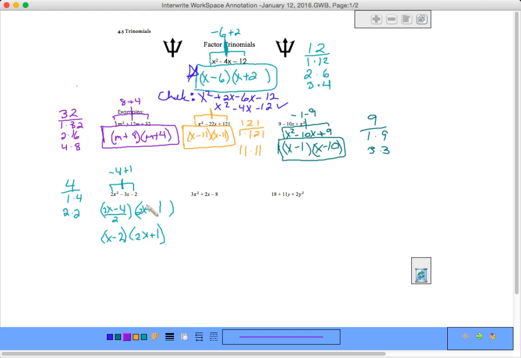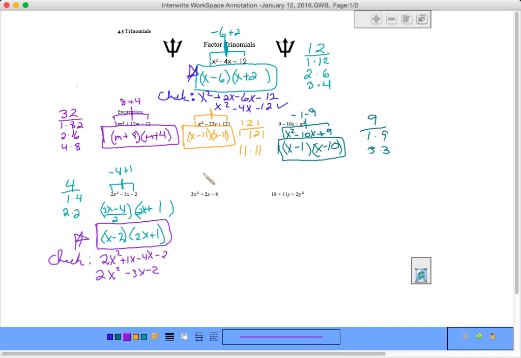Now I can even check and make sure. So since we checked up here, let's do one check down here. Okay. If we multiply the first, we would get 2x squared. And then the outside would be just plus 1x. Inside, I would get negative 4x. And then negative 2 times 1 would be negative 2. Which does give me 2x squared minus 3x minus 2. So this is the correct answer. We did this right.